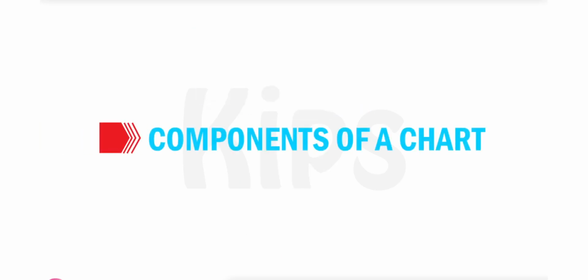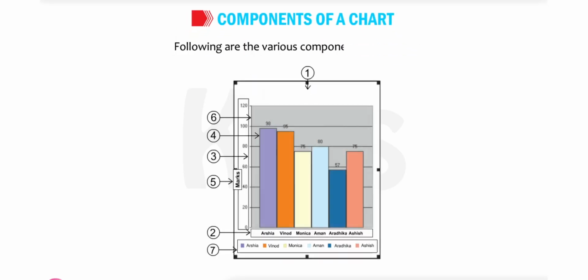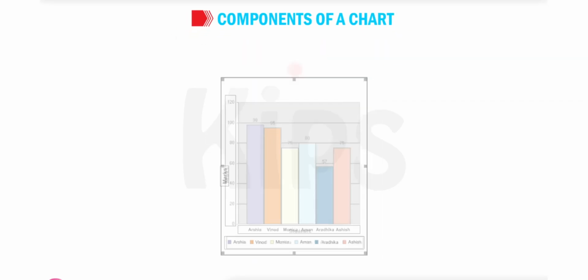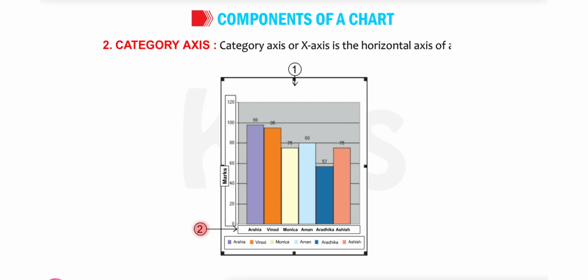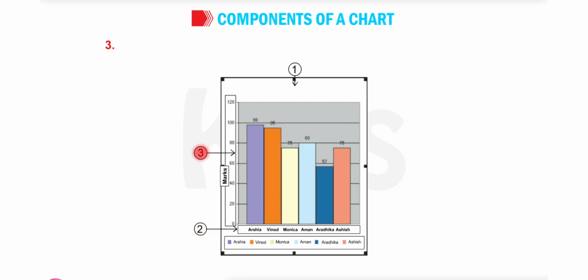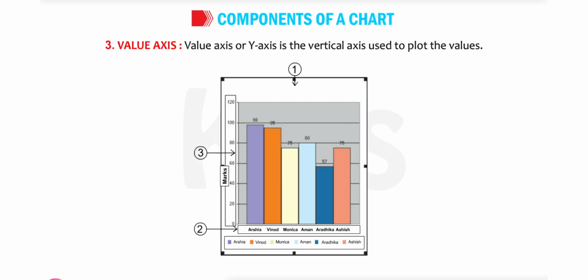Let us first understand about components of a chart. Following are the various components of a chart. Number 1. Chart area. The chart area includes all objects and elements in a chart. Number 2. Category axis. Category axis or x-axis is the horizontal axis of a chart. Number 3. Value axis. Value axis or y-axis is the vertical axis used to plot the values.